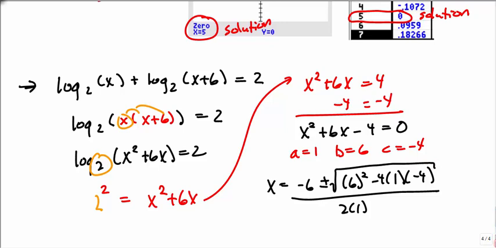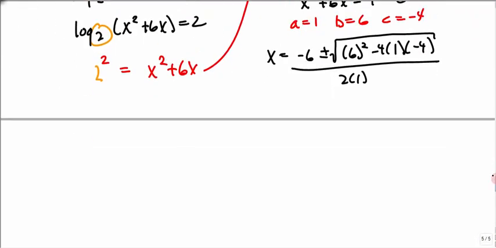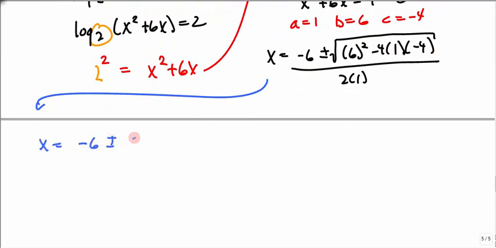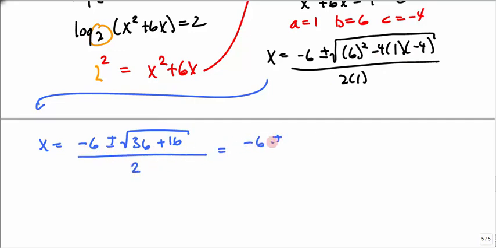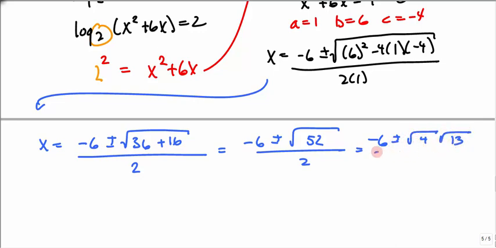Okay, so when we're using the quadratic formula, I'm going to move this over here. So I have x equal negative 6 plus or minus the square root of 6 squared is 36. Minus a negative is the same as a positive 16. That's my radical there, all over 2. Now I can't cancel the 2 into the negative 6 yet. 36 plus 16, that would be 36, 46, 52, all over 2. This simplifies into root 4, root 13, because 4 times 13 is 52.